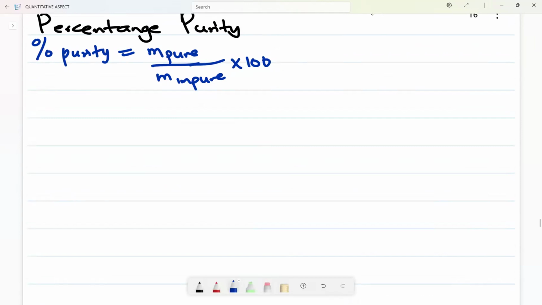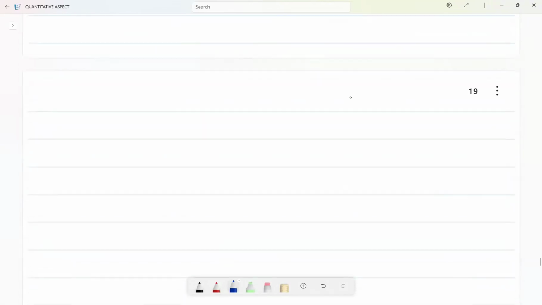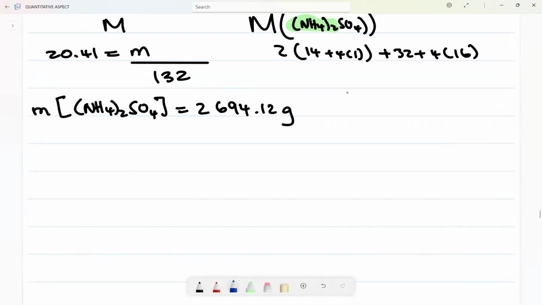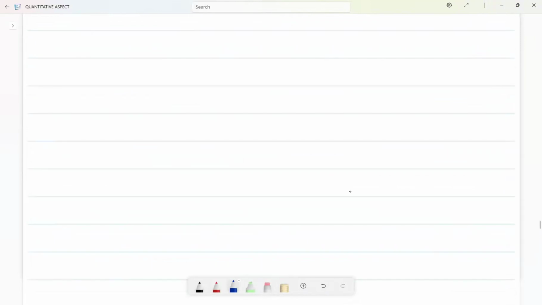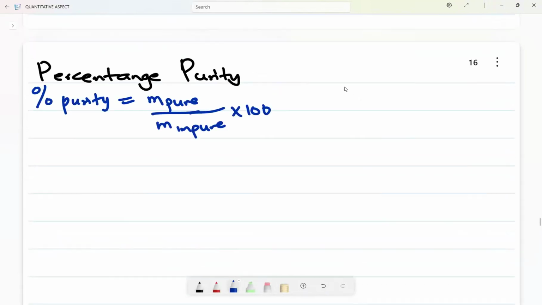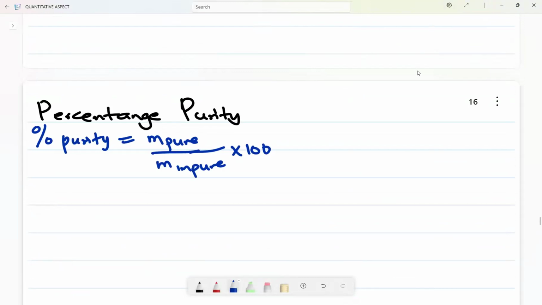Okay, let me have an example. Where is that example that I have? Let me fetch it quickly.